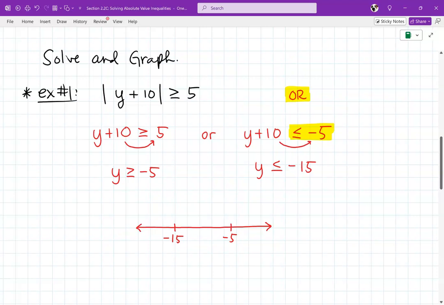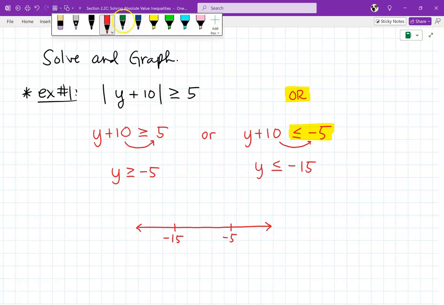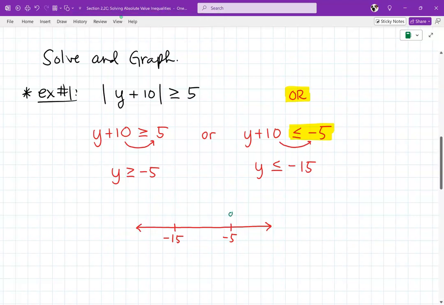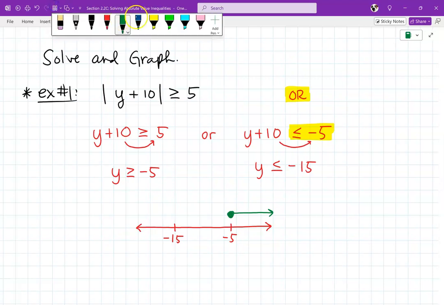Okay, remember, when you do this the lazy way, there's a couple important things. Make sure the numbers are in the right place, right? And then make sure that your lines are drawn correctly. So y greater than or equal to negative 5. So greater than or equal to is a solid dot at negative 5. And then which direction do I go for the first one? To the right.